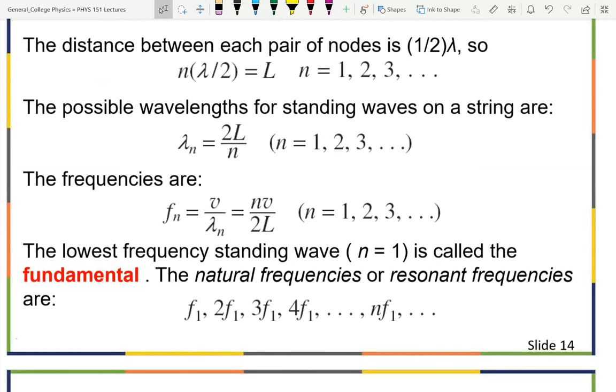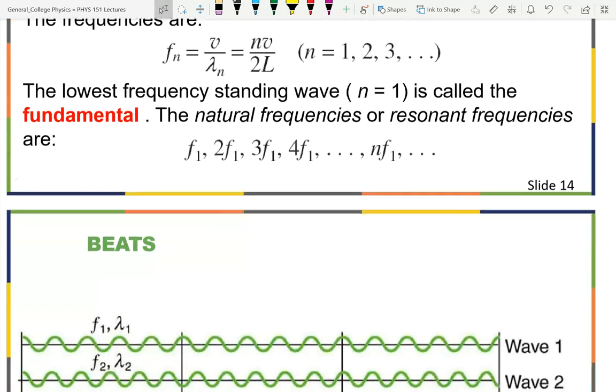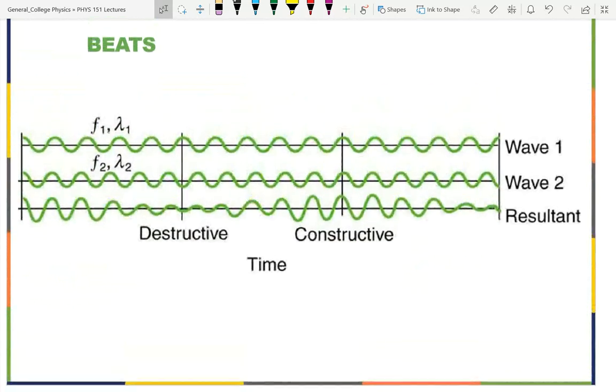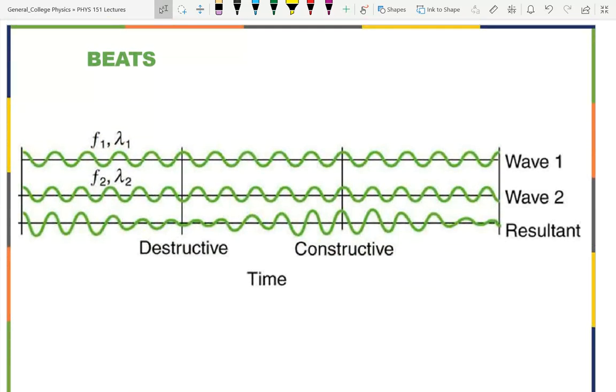That was a repeat question just in case you didn't get it. Here's our equations. We've done that. Now for something completely different.